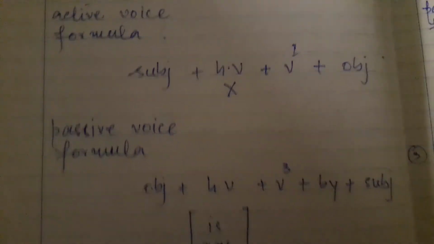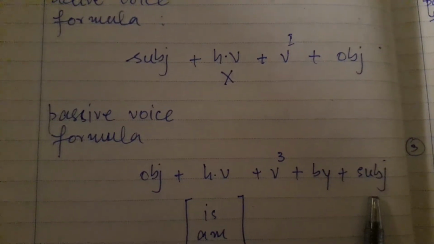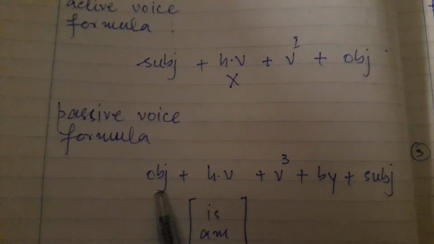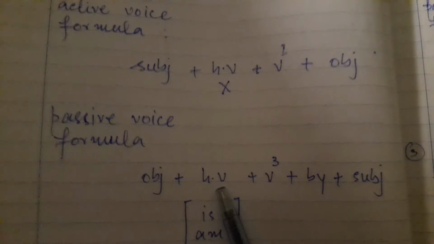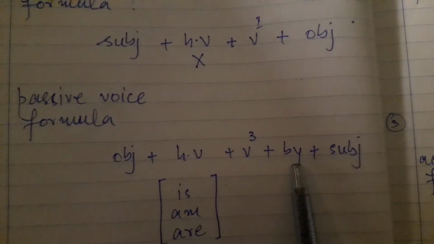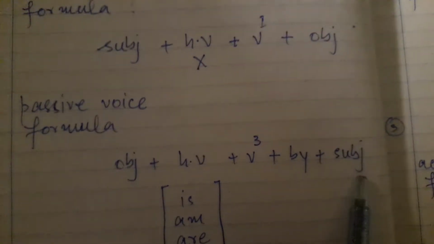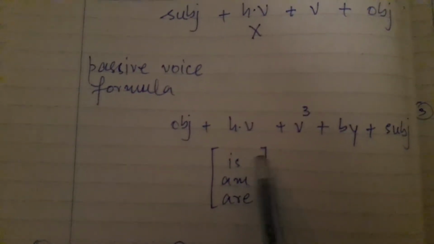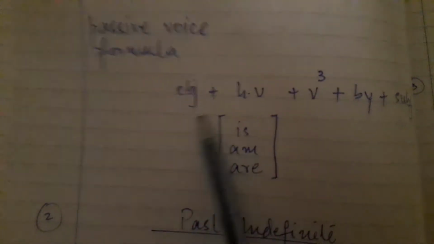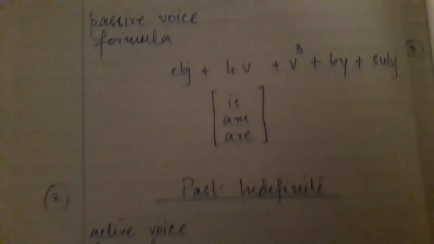I told you in passive voice you will always have 5 things. Instead of subject, object will come in the beginning, then helping verb to show the tense, then we always use third form of the verb, preposition by, and at the last instead of object we will use subject. Now because we are doing present indefinite, the present tense helping verb will be is, am, are, and you will use one of these three according to your object.